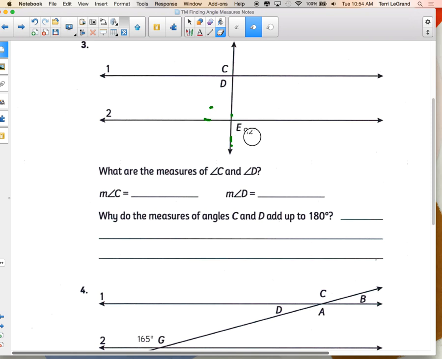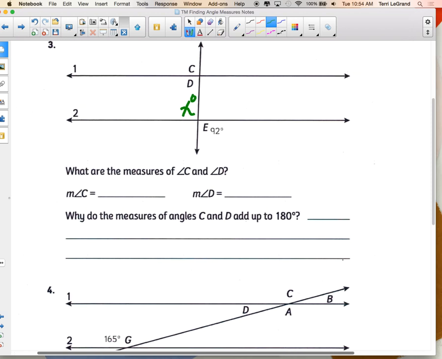Good point. Okay, so now that we've marked this one X, we're going to say what relationship we're using here. What did we say? Angle X and angle E are vertical angles. Okay, let's write that over here. So then that means we can say that X measures 92. So we're going to go over here and in our drawing we're going to say X is 92 degrees.